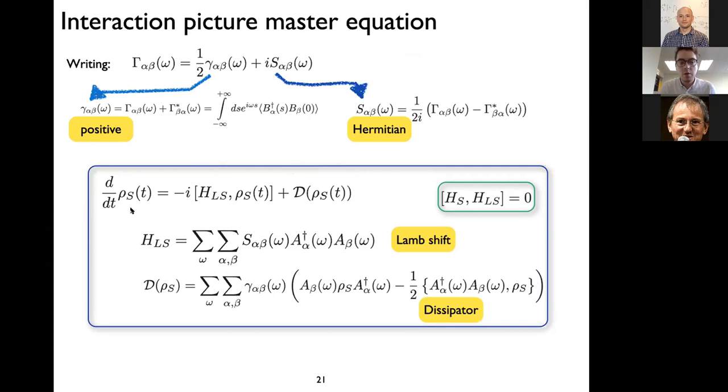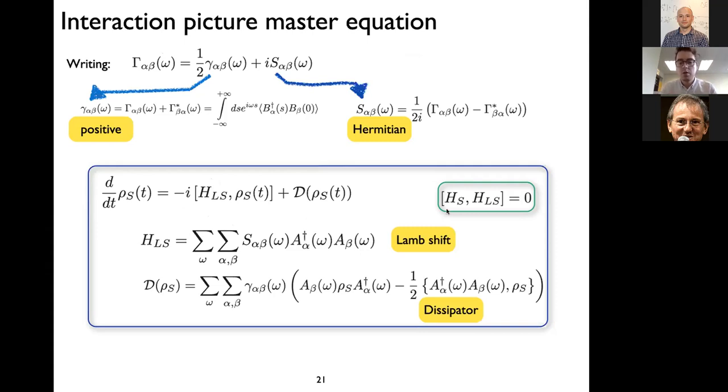of the Markovian quantum master equation that we've derived, where we've introduced this new term which we call HLS, which has this definition. Basically, you get this by substituting this into the previous equation of motion and then rearranging some terms. This first term that we defined is what's referred to as the Lamb shift, or the Lamb shift Hamiltonian.